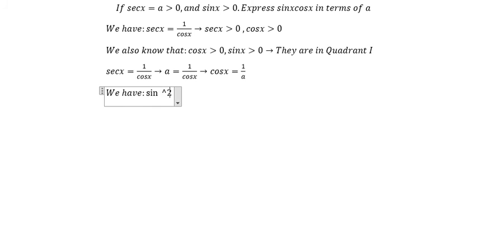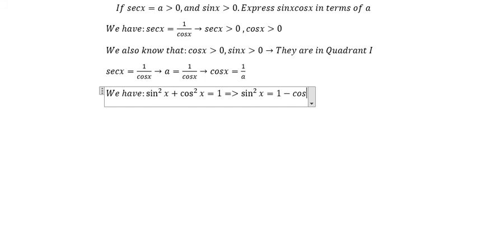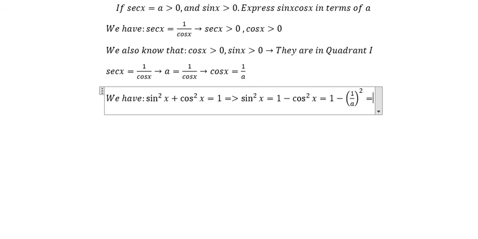we have sin x squared plus cosine x squared equals to number 1. So we need to find the sin x squared in here. It's about 1 minus cosine x squared. And we have cosine x is about 1 over a. And we have 1 minus 1 over a squared.